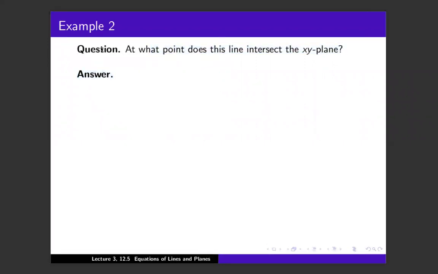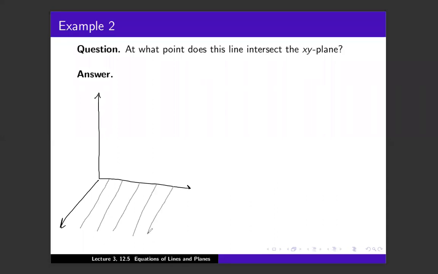What if you want to know where this line intersects the xy plane? Well, let's think about what that means for a second. Here's the xy plane in your coordinate axes. The xy plane is simply all the points that are on this horizontal plane that's sort of at the bottom, so to speak, of our coordinate system. In other words, these are all points where z is equal to 0. So what xy plane really means is that z is equal to 0.